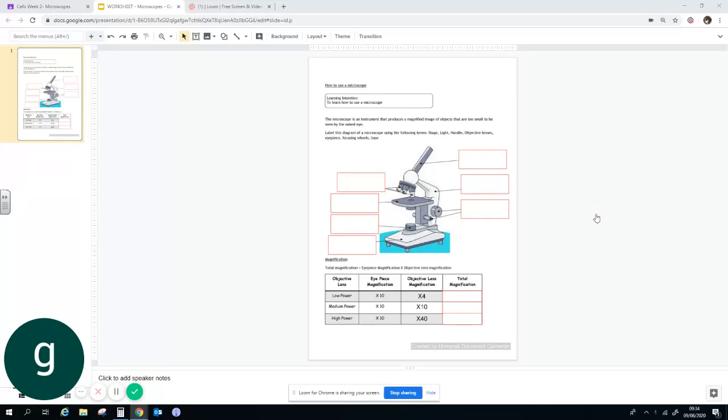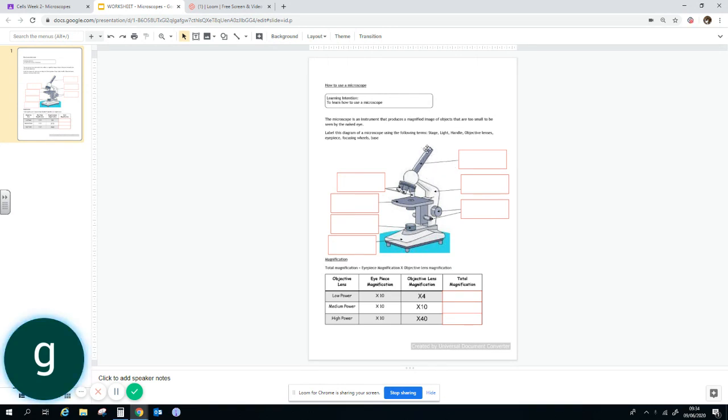This week, in week 2, we were looking at microscopes. So if we start with how we use a microscope. It's an instrument that produces a magnified image of an object that's too small to be seen by the naked eye. We labelled this microscope.